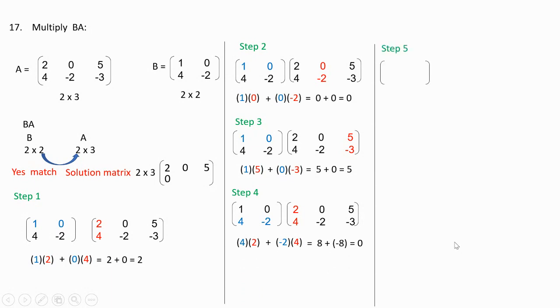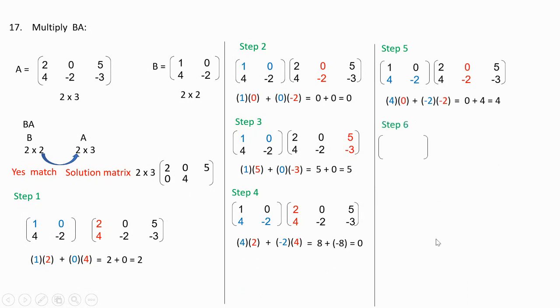Now comes step 5. So now we're going to multiply it times the second column in red. So 4 times 0 plus -2 times -2 will give us 0 plus 4. The answer will be 4. So the 4 goes on the second row, second column.